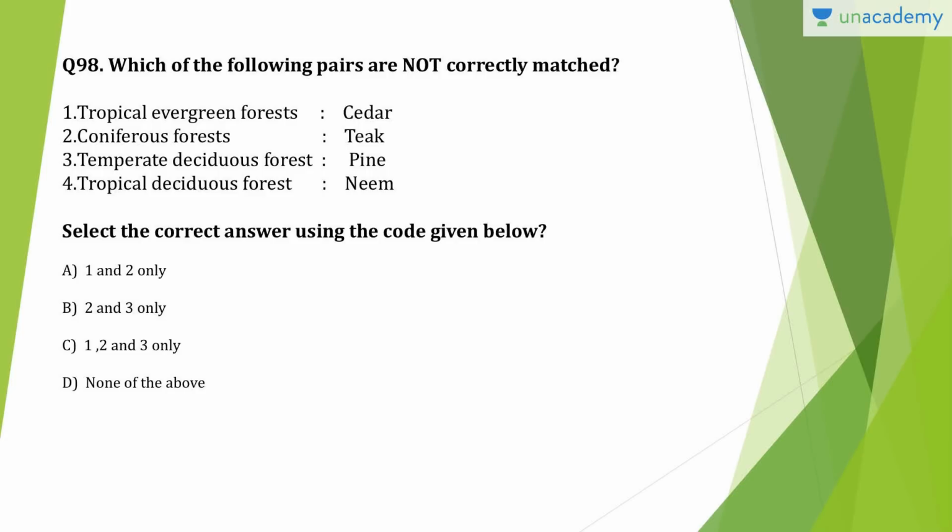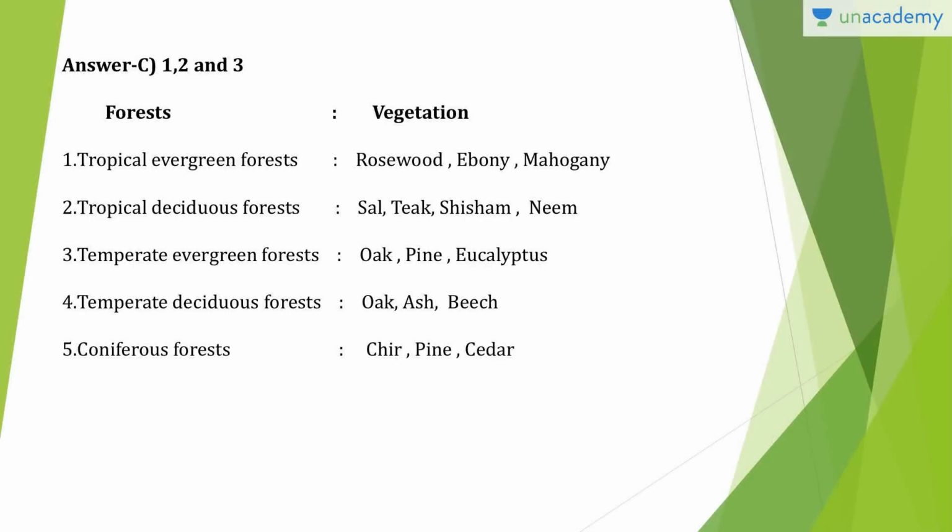So since it is asking for not correctly matched, the only option that is correctly matched in fact is tropical deciduous forest, that is neem. So answer here is C, 1, 2, 3. They are not correctly matched.